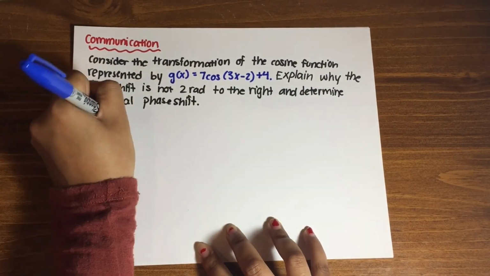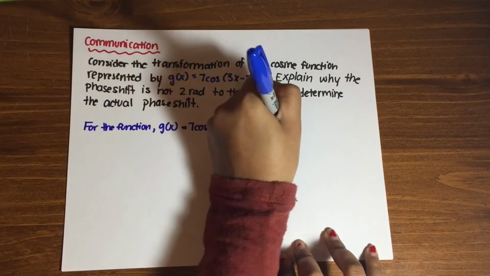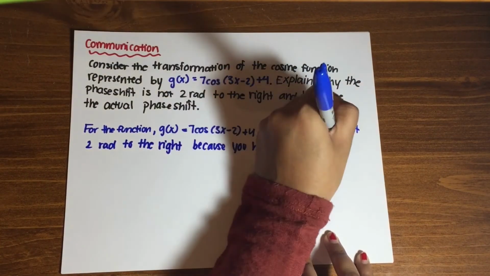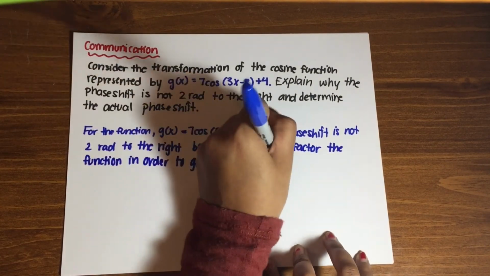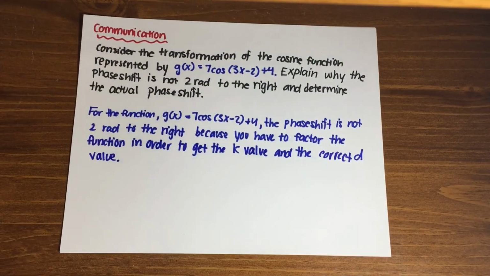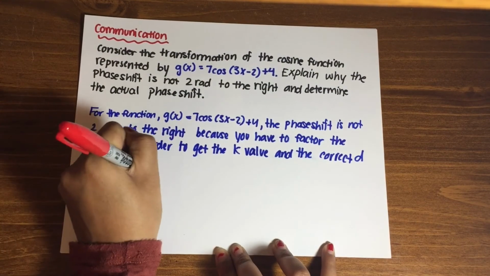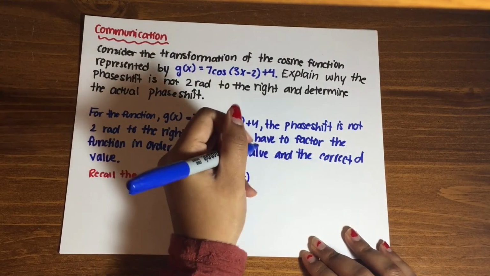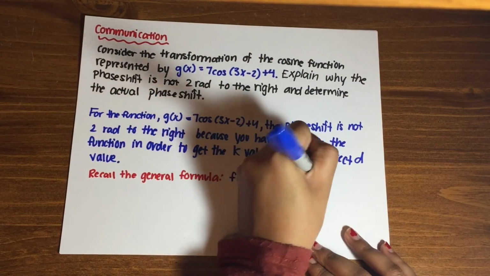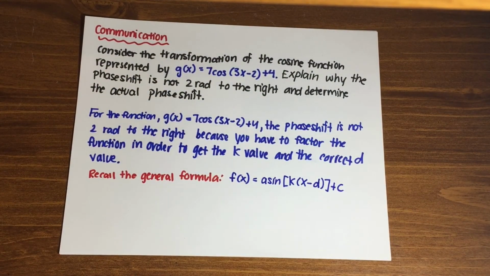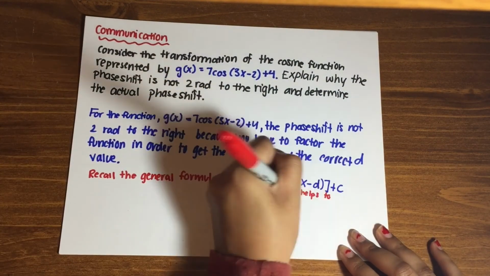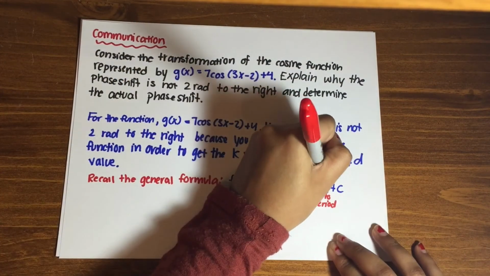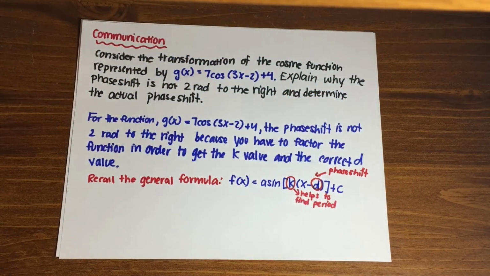For the function g of x equals 7 cos of 3x minus 2, plus 4, the phase shift is not 2 rad to the right because you have to factor the function in order to get the k value and the correct d value. If you look at our general formula of f of x equals a sine k times the quantity x minus d, plus c, you can see that our k is used to help us find the period and our d is used to help us find the phase shift.